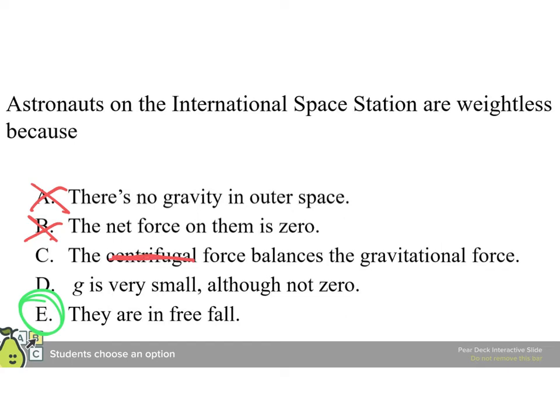And then this one is not a terrible answer. We know that the Earth's gravity falls off as you go far away, and so they might look weightless just because the force of gravity is so small. And we're going to explore that one next.